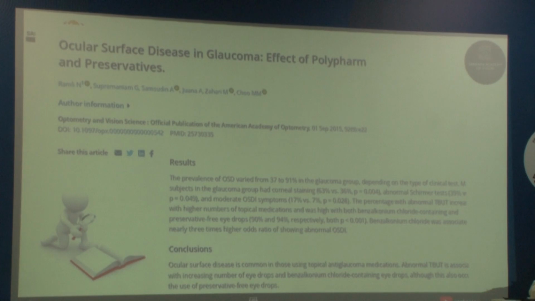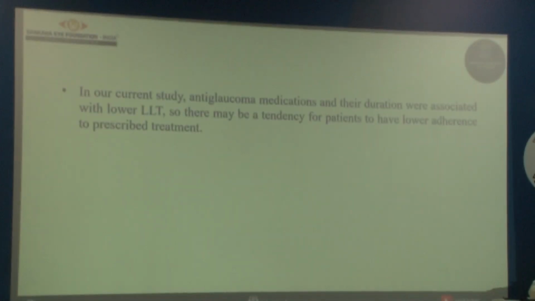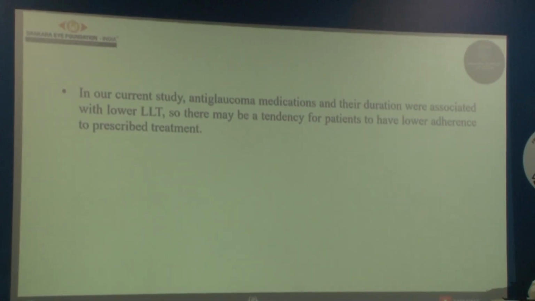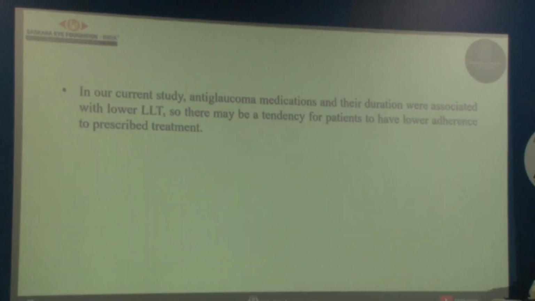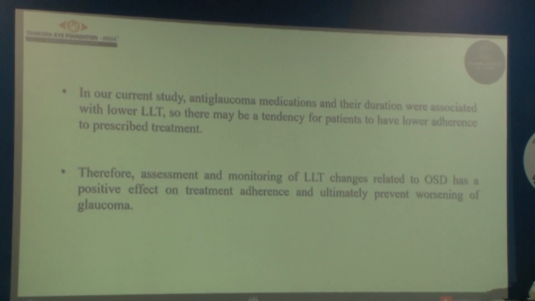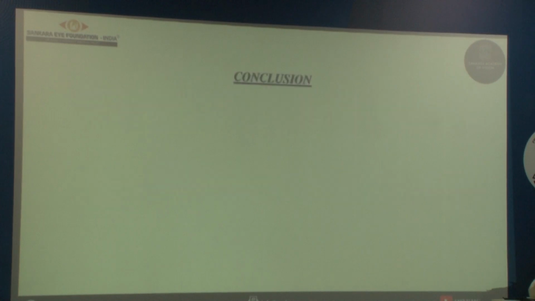Tamley et al. showed that the prevalence of ocular surface disease varied from 37 to 91% in the glaucoma group and was associated with an increasing number of topical glaucoma medications. So in our current study, anti-glaucoma medications and their duration were associated with lower lipid layer thickness. So there may be a tendency for patients to have lower adherence to the prescribed treatment. Therefore, assessment and monitoring of lipid layer thickness changes related to ocular surface disease has a positive effect on treatment adherence and ultimately prevents worsening of glaucoma.